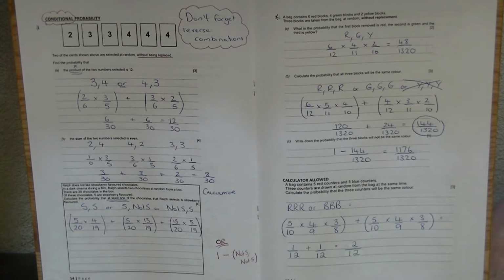Part B was, what's the probability the sum of the two numbers selected is even? You just got to look at all the combinations again. 2 add 3 is 5, that's odd. 2 add 4 is 6, that's even. 3 add 3 is 6, that's even. But don't forget any reversals as well. So 2 add 4 is even, but 4 add 2 is also even.